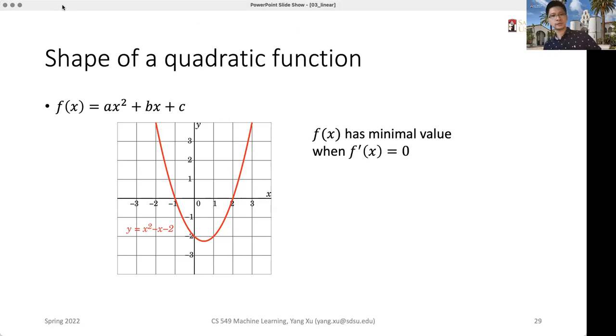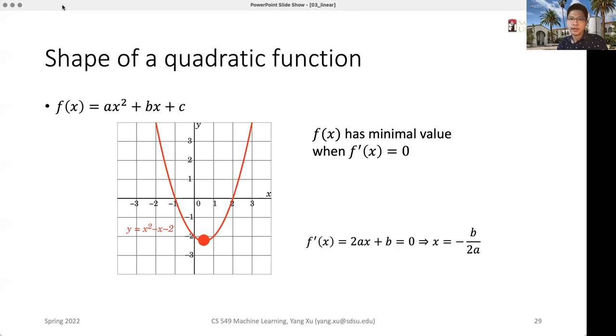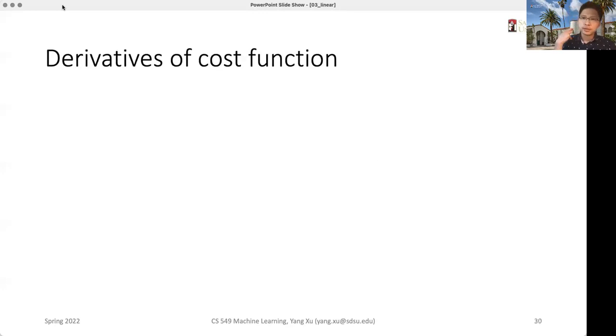According to the property of the quadratic function, the function will reach its minimal value whenever its derivative hits 0, right? And the derivative of a function is pretty easy to compute. So we can apply this method to the cost function.